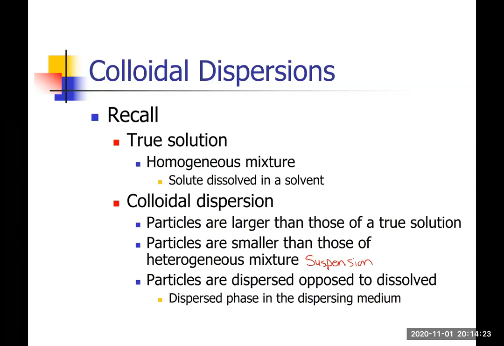The particles of a colloid are dispersed as opposed to dissolved. So again, in a solution, the solute is dissolved in the solvent. But in a colloid, the particles are too big to be completely dissolved, so they're dispersed. Instead of a solute, like we have in a solution, we have a dispersed phase. And instead of a solvent, we have a dispersing medium for a colloid.